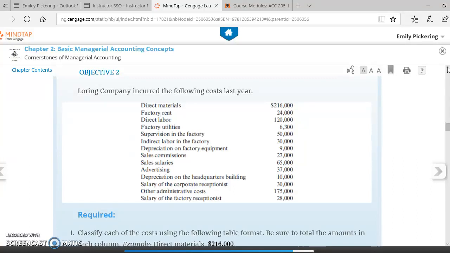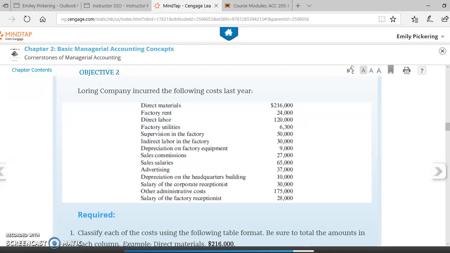Sales commission is going to be a selling expense, and that's a period cost. Sales salary is going to be a selling expense, and that's a period cost. Advertising is a selling expense, and that's going to be a period cost. Depreciation on the headquarters is going to be an administrative cost, a period cost. Salary of the corporate receptionist is going to be a period cost, and it's administrative.